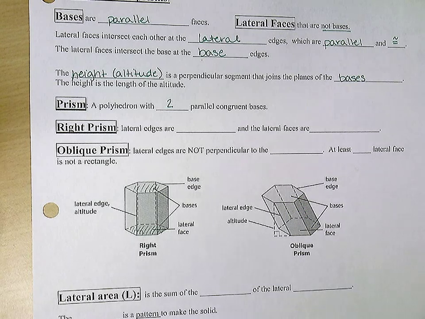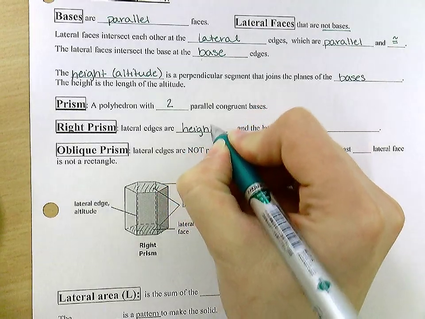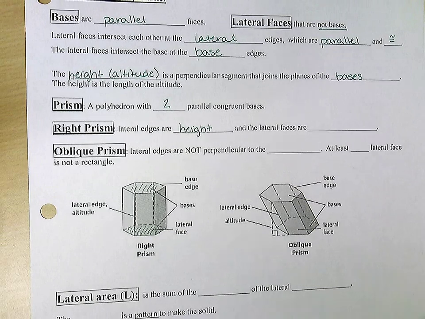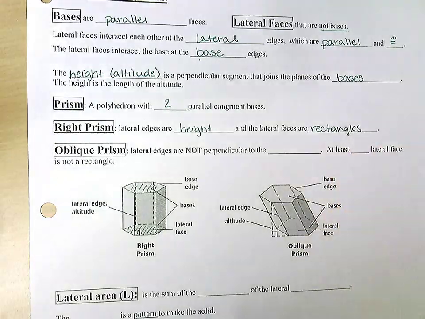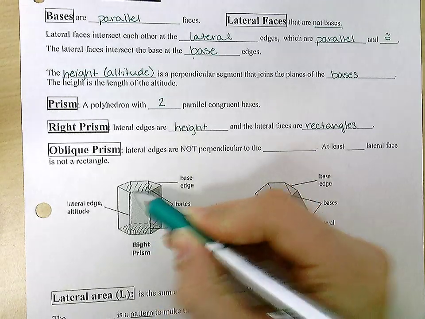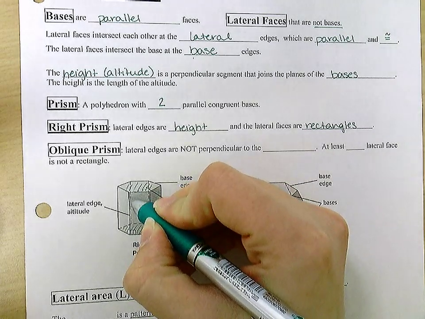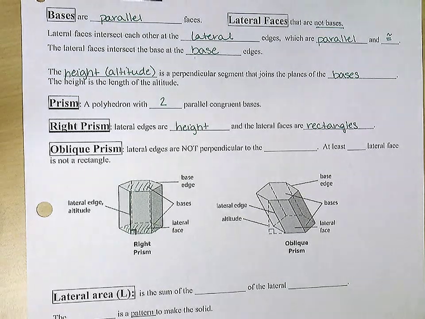In a right prism, the lateral edges are the height. Your height again has to be perpendicular. So we have a right prism. That's your lateral edge, and the lateral faces are rectangles. Here is your right prism on the left. Each of your lateral faces here is a rectangle. This distance between your two bases is perpendicular. It creates that 90-degree angle, so that's what makes it a right prism.